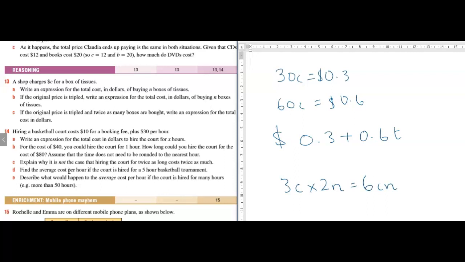All right, I'm going to leave question 14 for you to do because it's probably good to have a go at doing a question on your own.